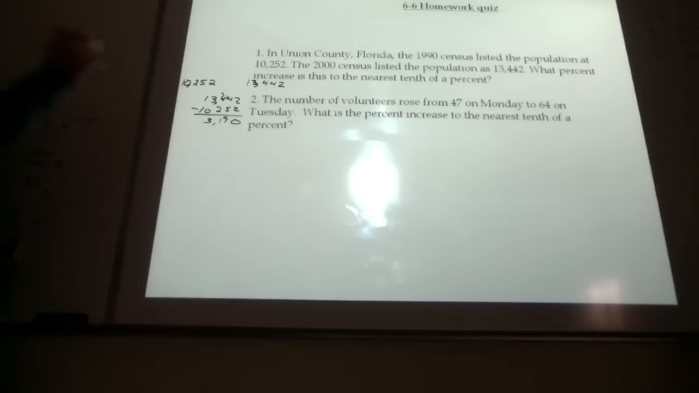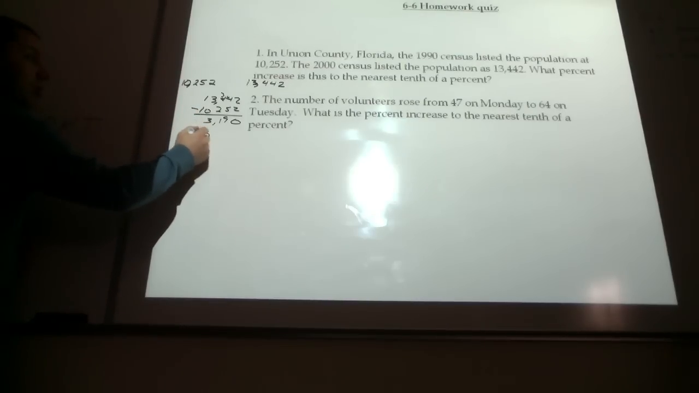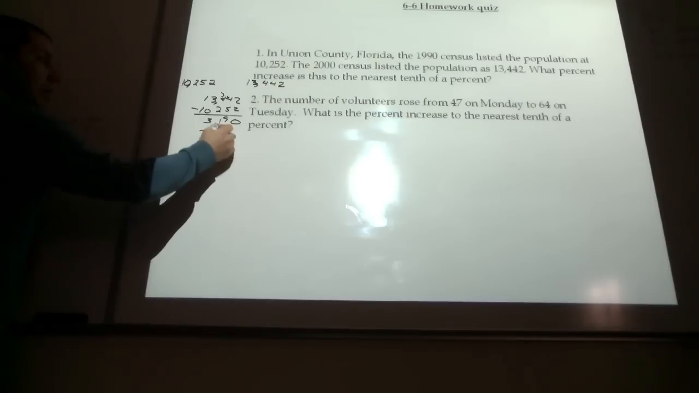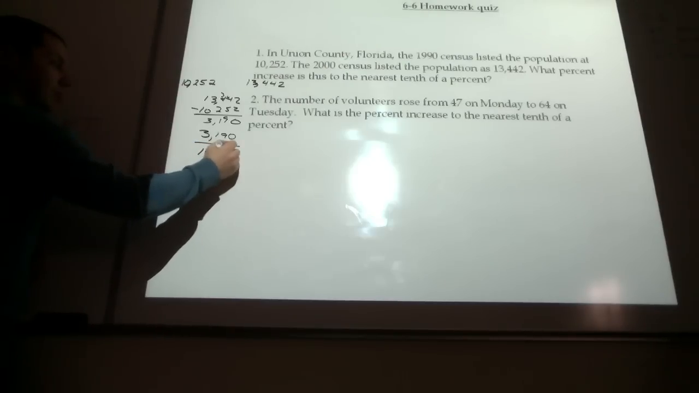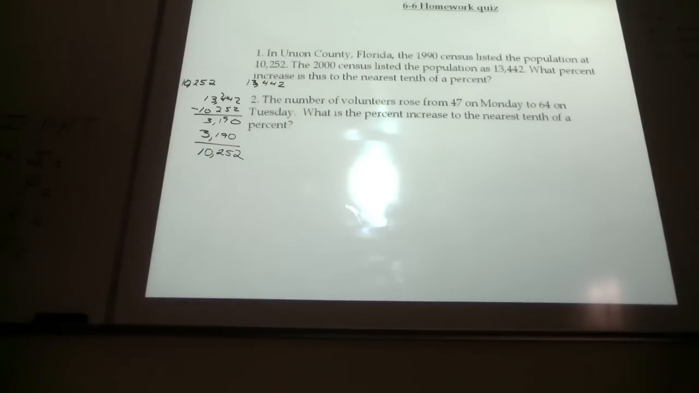We're going to take the amount we grew and divide it by our original amount. That will give us a decimal number, and we need to convert that decimal to a percent. So what is, I need a little help because I don't have a calculator up here. What is 3,190 divided by 10,252?